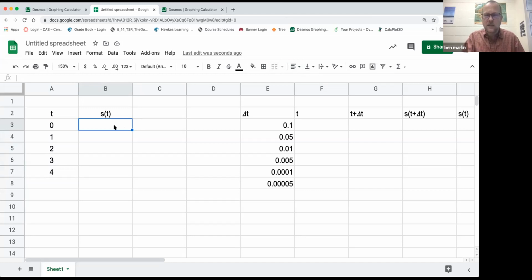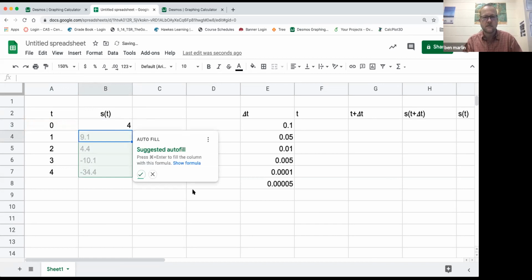I hope this is going to be big enough that you can read what I'm writing. I'm going to type an equal sign that says I'm going to type a formula. And then 4 plus 10 times, you have to type the asterisk. The computer doesn't understand it if you don't. And I'm going to reach over there and tap the t of the 0 there. And then I'm going to say minus 4.9 times, I'm going to tap that same t again, and I'm going to put a caret for the power and 2. And I hit enter.